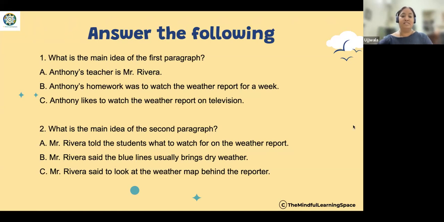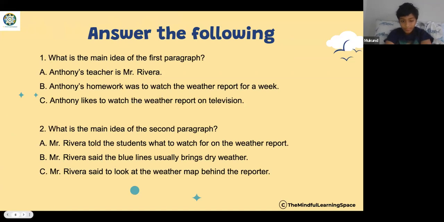Okay, one by one. Let's go to Chetra first. Yes, Chetra. So, Mr. Rivera gave the class... No, you have to choose option A, B, or C. Oh, okay. I'll choose. Wait. I think it's B. Yeah, it's B. Okay. Yes, Mukund, second one. I think it's C.